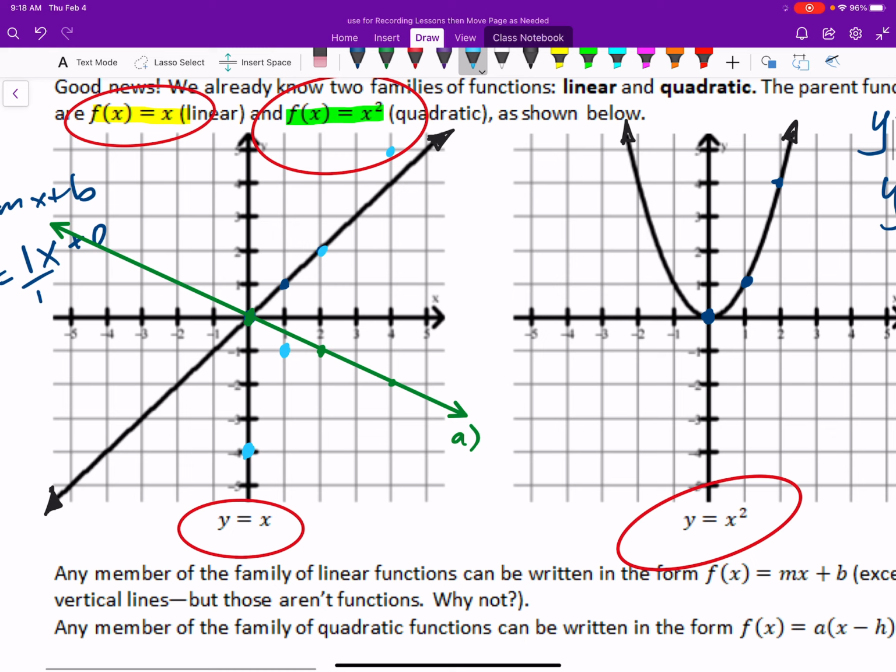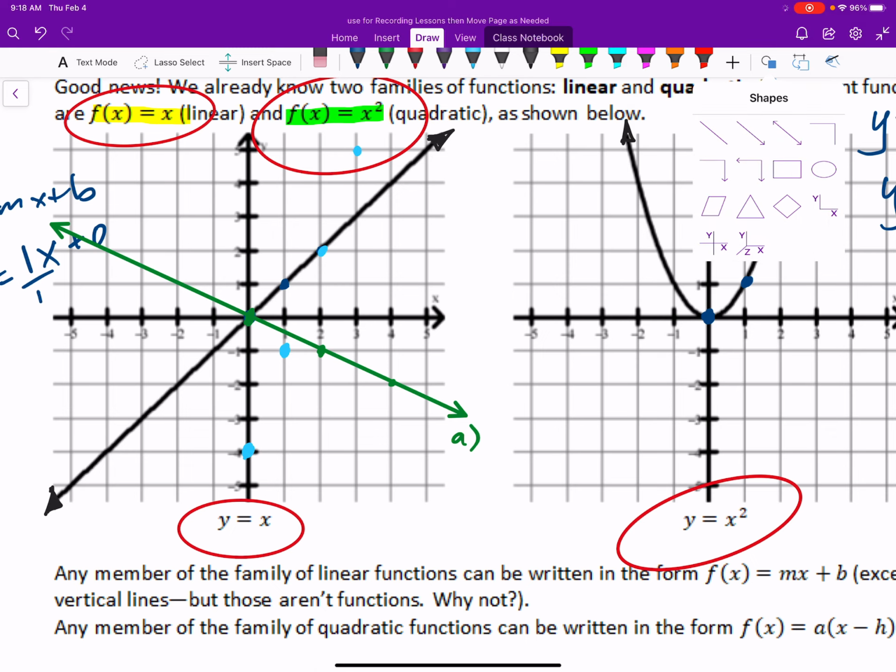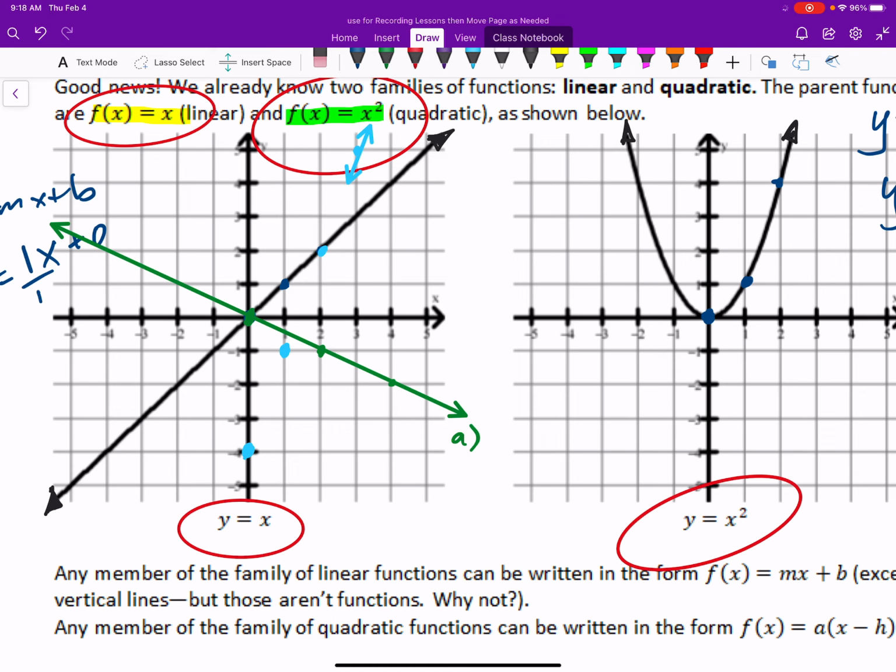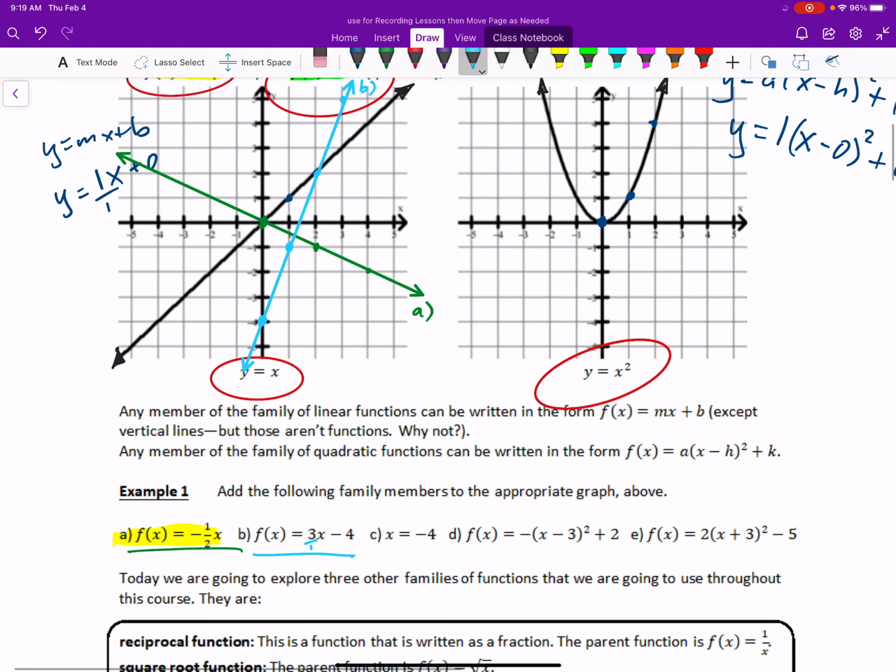And so again, oops, I went over 2 though, didn't I? Over 1. So I do enough points so that I can draw my line, and I connect the dots, and there's my graph. And x equals -4. Okay, still linear for that one. Let's do this one in purple.